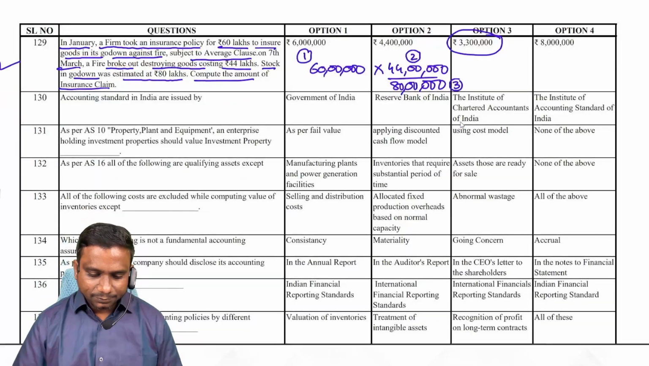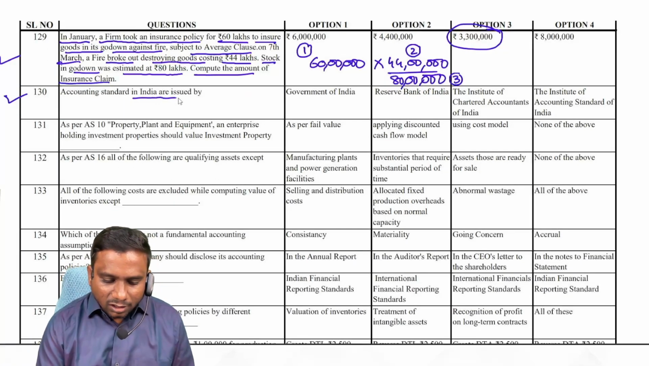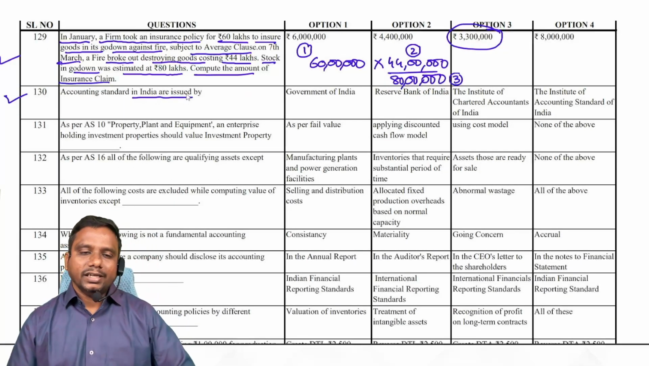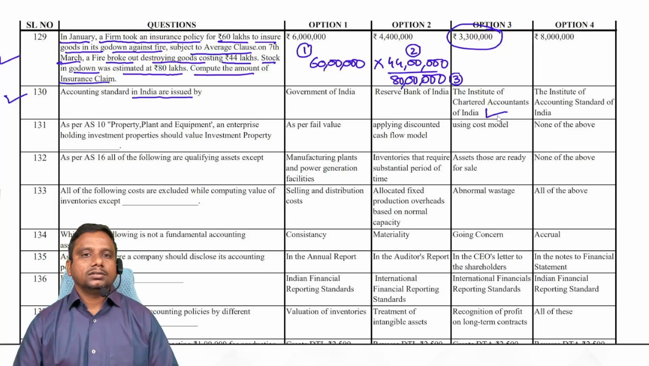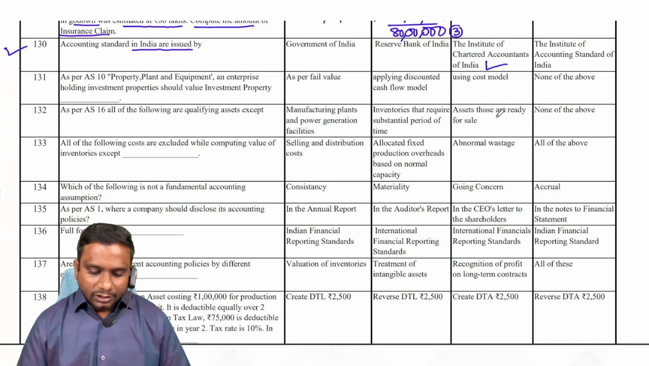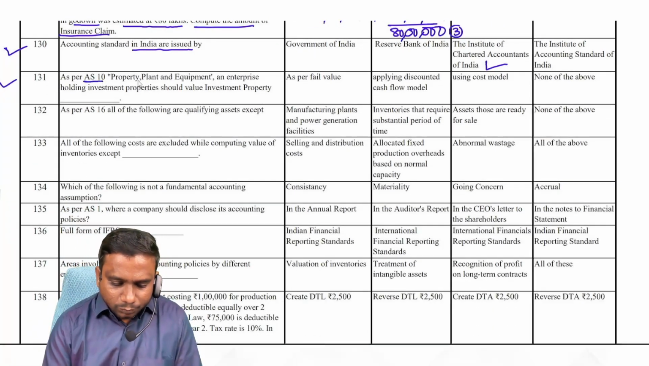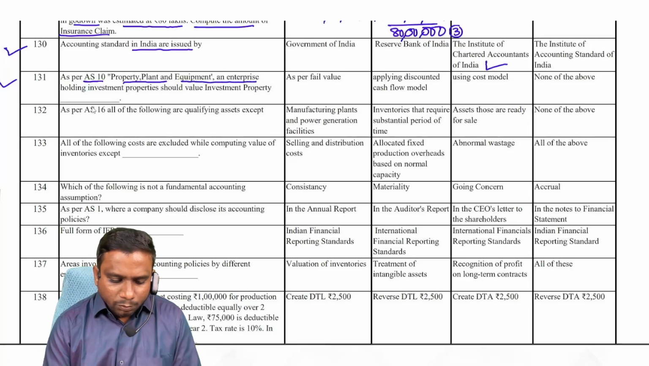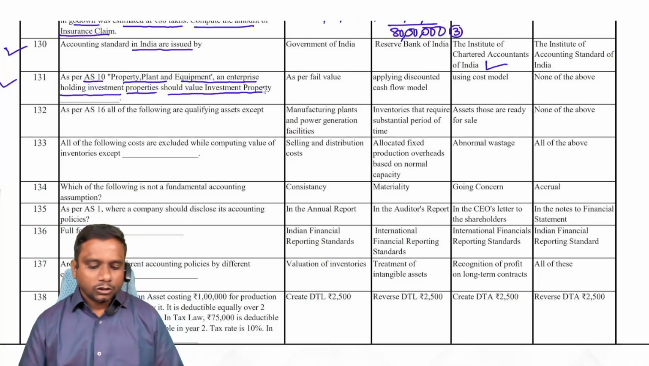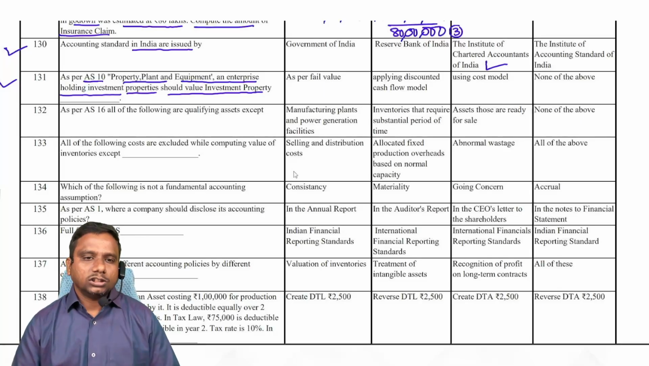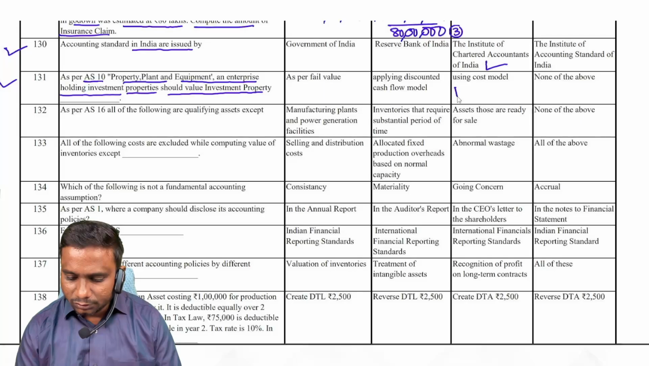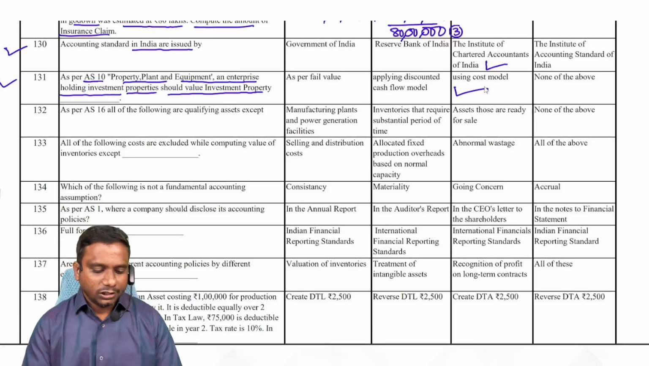Next one, 130. Accounting standards in India are issued by nothing but ICAI, the Institute of Chartered Accountants of India. Next one, as per AS 10, property, plant and equipment of an enterprise holding investment properties should value investment property at what price? Cost method. Yes or no, students? So we value using the cost model.